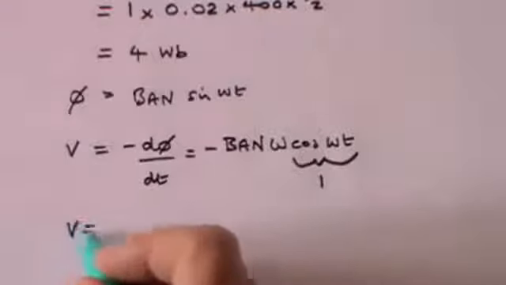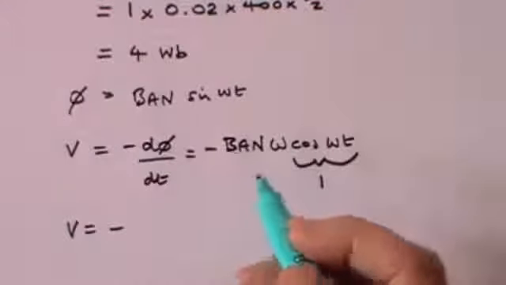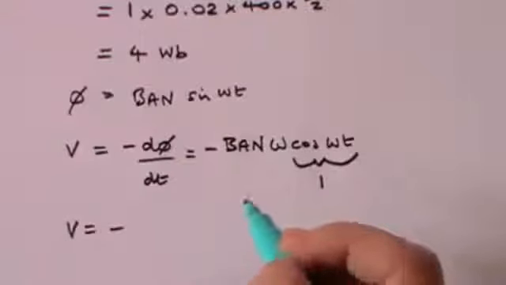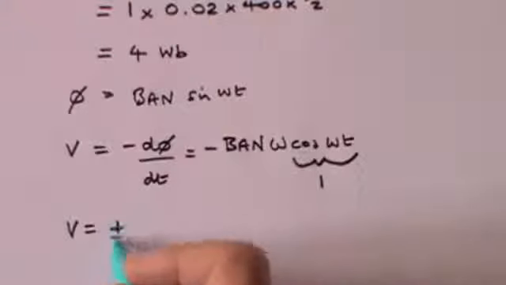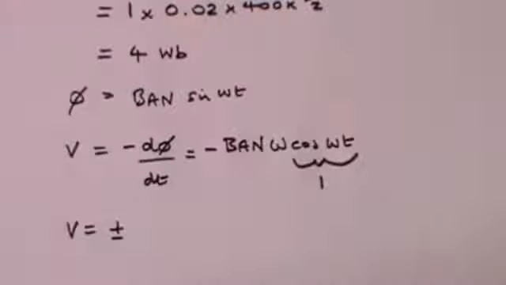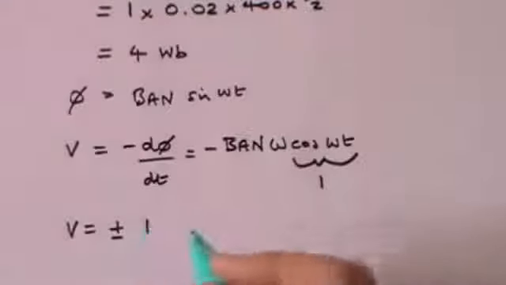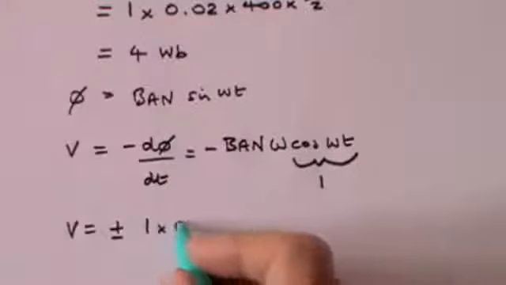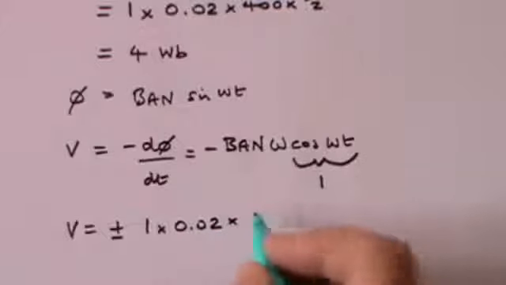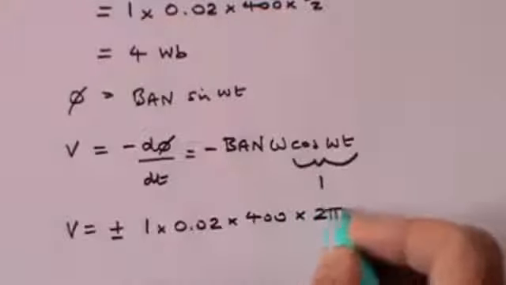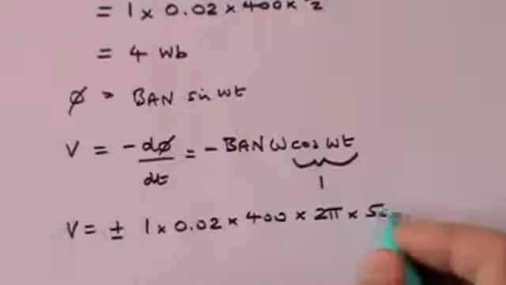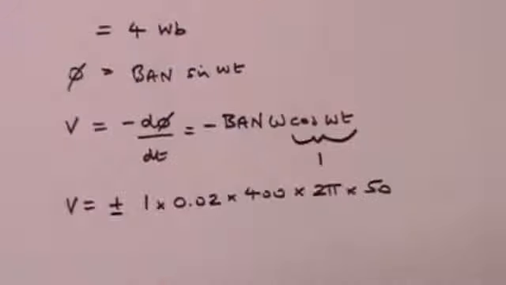Consequently, the peak voltage will be between plus and minus, so you can write plus or minus because it will be an alternating current and therefore an alternating voltage. So it will be B, which is 1, times the area, which was 0.02, times the number of turns, which were 400, times omega, which is 2 pi times the frequency. So that's 2 pi times the frequency, which we were told was 50 hertz. And that's going to come to 2,500 volts.